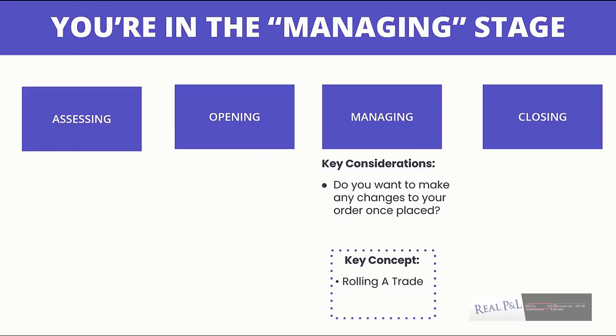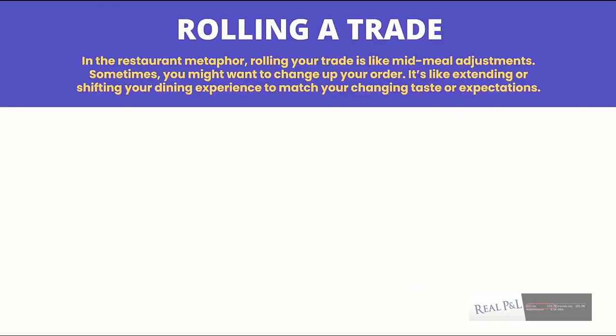You opened a trade. Now what? You're in the managing stage. Here you need to consider if you want to make any changes to your order once it's already been placed. In the key concept in options trading, this is called rolling. Rolling a trade. In the restaurant metaphor, rolling the trade is like mid-meal adjustments. Sometimes you might want to change up your order. It's like extending or shifting your dining experience to match your changing taste or expectations.